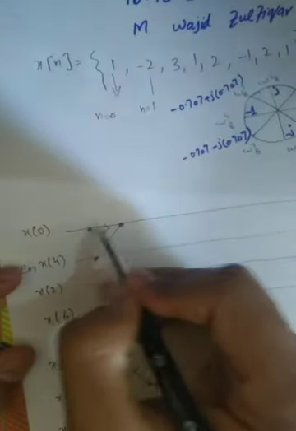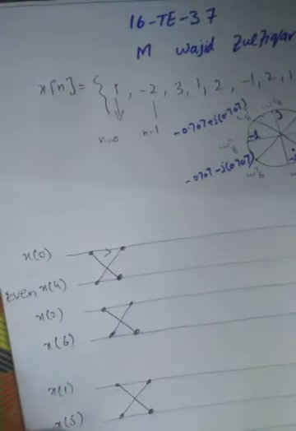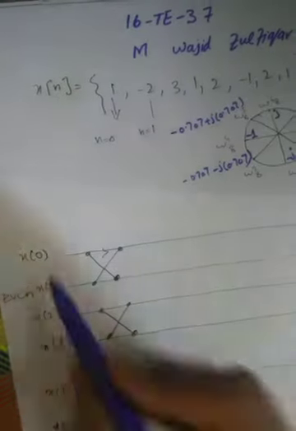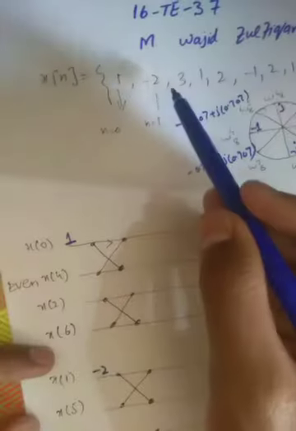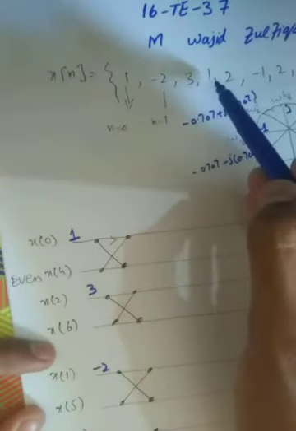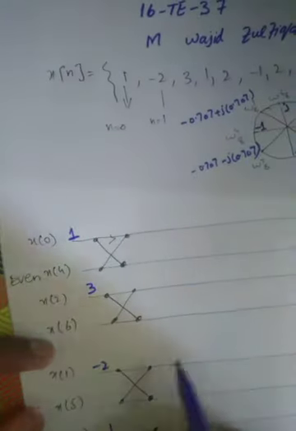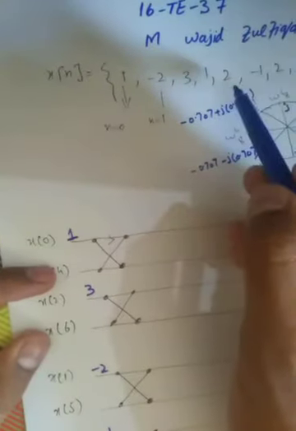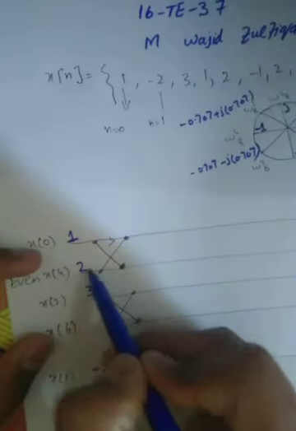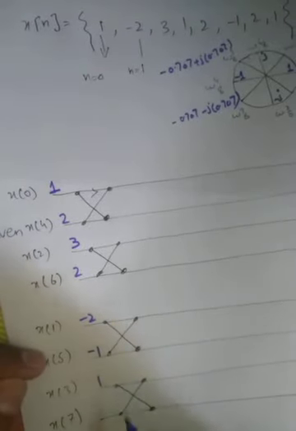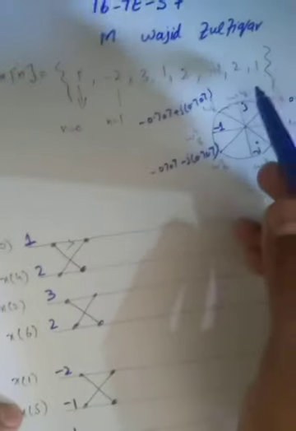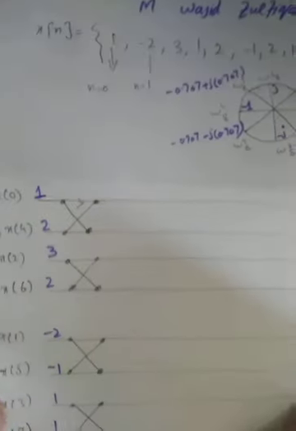What we will do here is add up the values. At x of 0 we have 1. At x of 1 we have the value -2. At x of 2 we have the value 3. At x of 3 we have the value 1. At x of 4 we have the value 2. At x of 6 we have the value 2. At x of 5 we have the value -1. And at x of 7 we have the value 1.